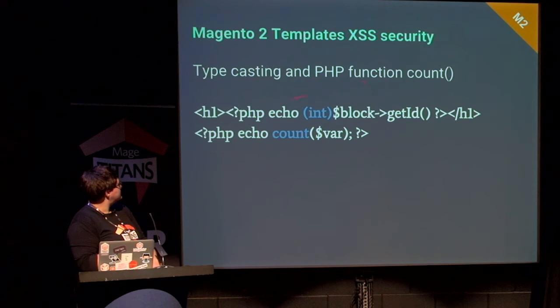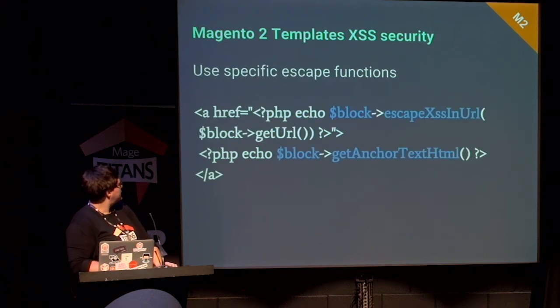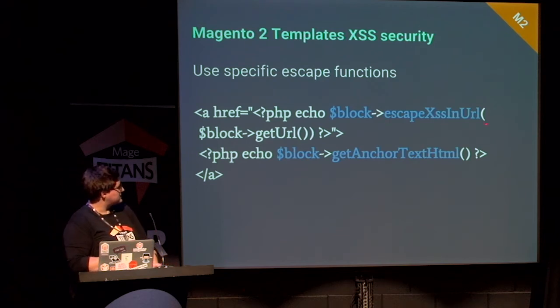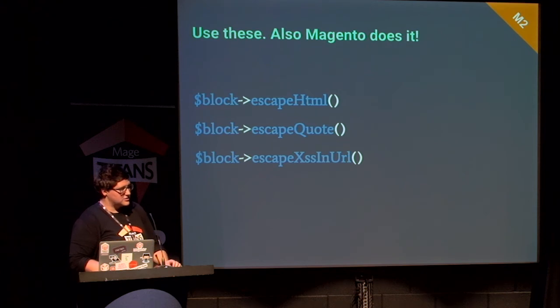Then everything that is typecasted, like cast to an integer or count, doesn't need additional escaping. If there is output in single or double quotes, this doesn't need further escaping. And there are also specific escape functions, like escape cross-site scripting in URL. So those are the three functions used for escaping in Magento 2, which I'd like to talk about quickly.